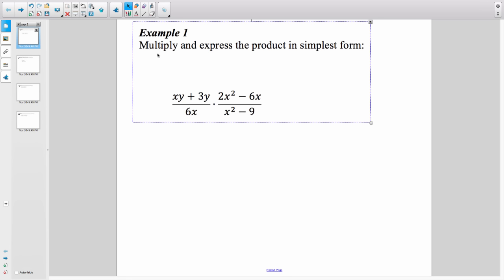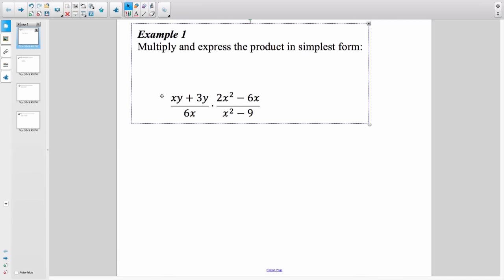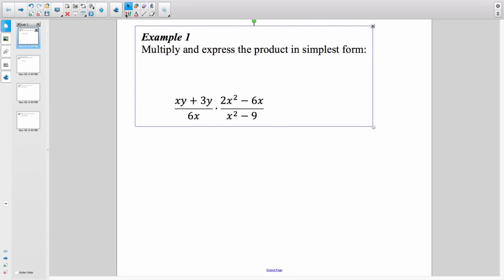So this is a really nice, easy topic, multiplying and dividing rational expressions. This thing called rational expressions is really just a fancy way to say fractions. So here you have a couple of fractions. We would like to multiply them together.